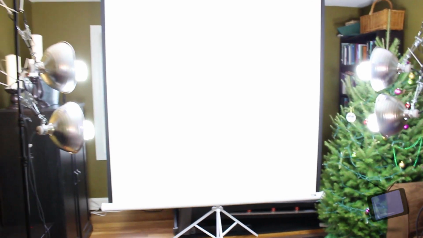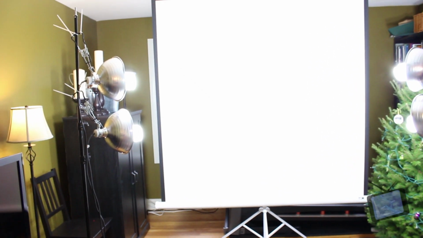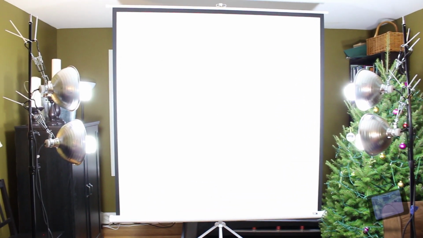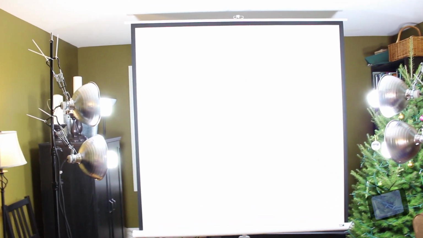Okay, so you can see the setup. Basically, it's a very simple setup. You have the two lights that are on either side of the screen, which illuminate the background. Now what I'll do is switch around so you can see what I'm looking at as I am facing the camera.